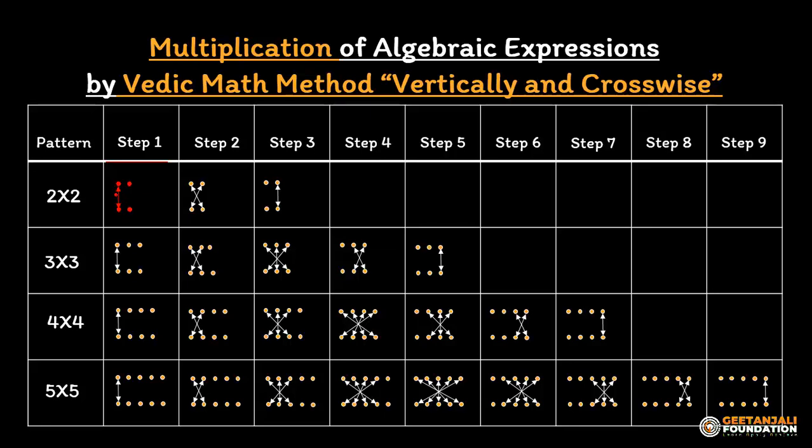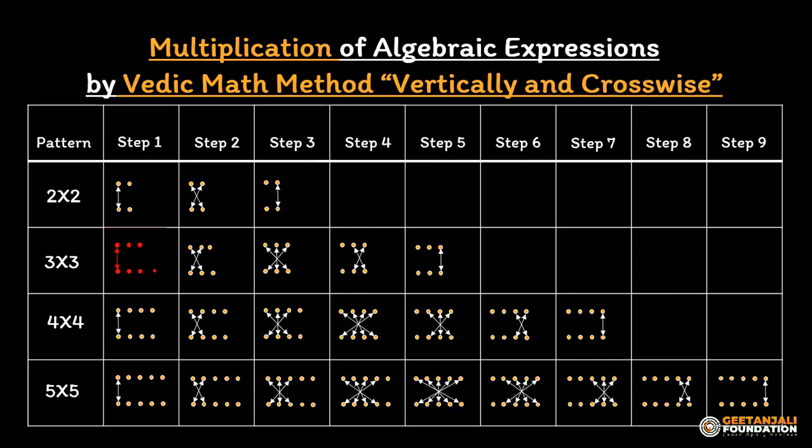So when we multiply these two binomials, we start from the leftmost terms. First we multiply the leftmost terms and write the result, then we move towards the right and cross multiply these two terms, add the result and write it. After that we move towards the right once again, multiply the last two terms and write the result. This way we multiply two binomials.